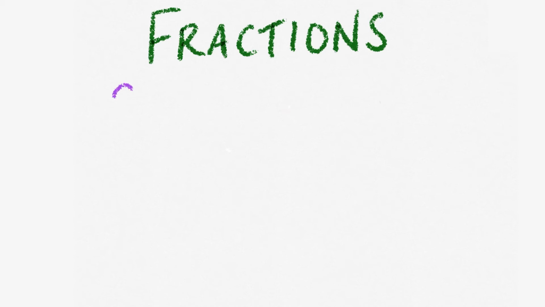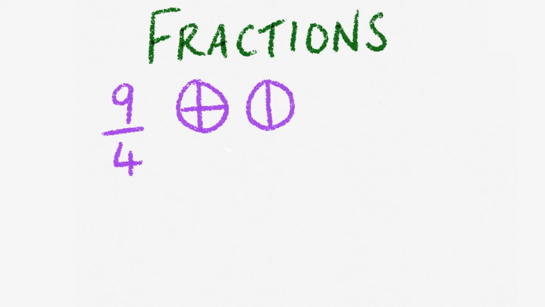Let's start with 9 quarters. Now, 9 quarters is an improper fraction. We know that because the numerator is larger than the denominator. I can draw my 9 quarters. I've got 4 quarters there, another 4 quarters there. I know that that's 8 quarters, and all I need is another quarter. Of course, I will draw the whole object there, and I've got 1, 2, 3, 4, 5, 6, 7, 8, 9 quarters. That's our 9 quarters there.